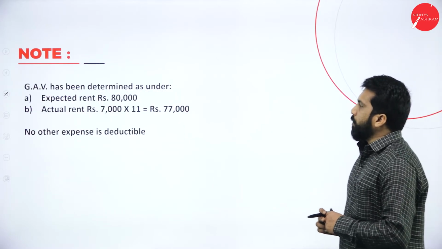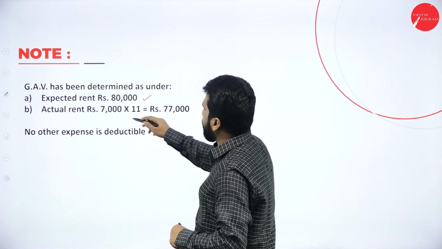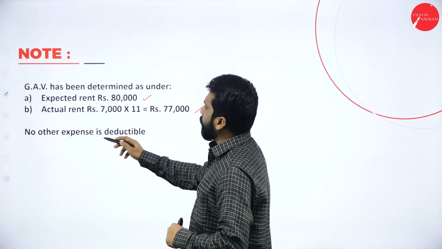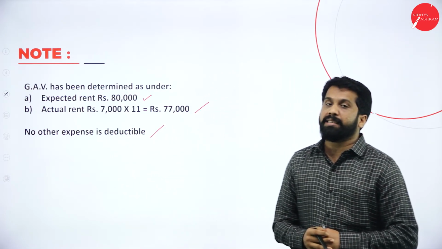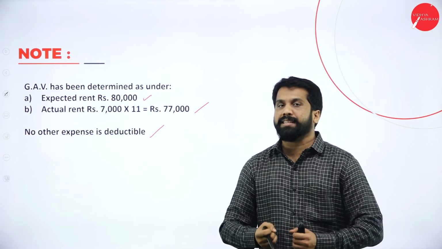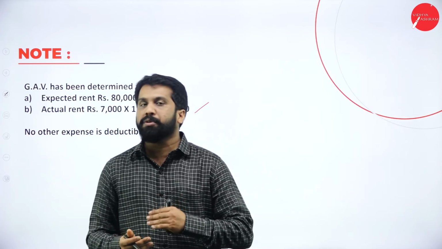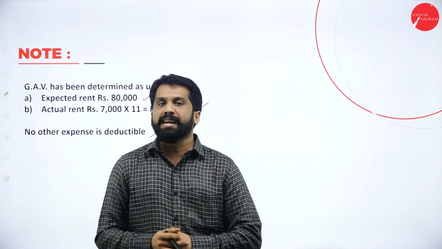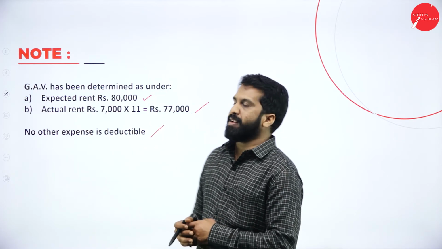So we have a note for that. As I told you, expected rent is 80,000. Actual rent is 7,000 into 11, which is 77,000. Now, no other expenses are deducted. As I told you, the actual expenses made to collect the rent, you are not supposed to take. Or whatever the agreement happened between you and your dad, like 12,000 annual maintenance of your mother, those are not part of your income from house property.